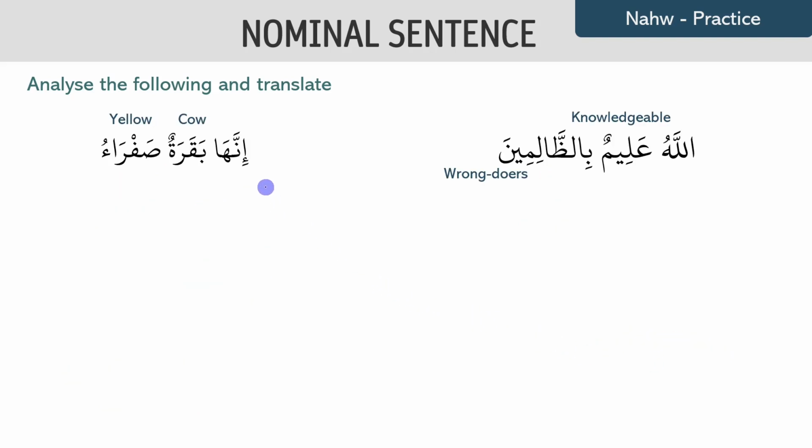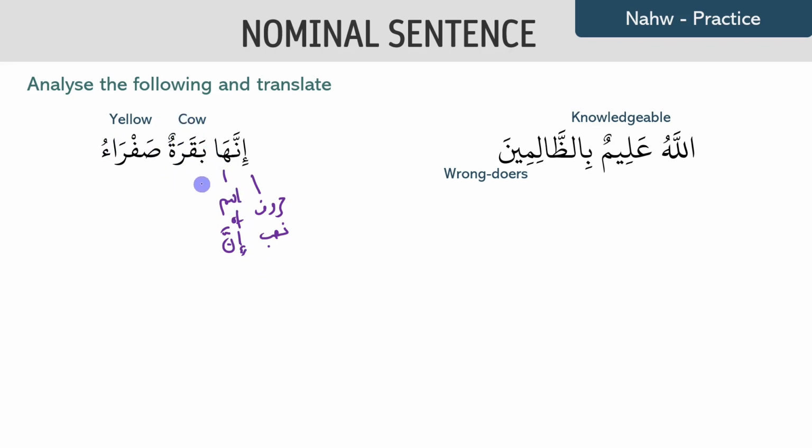Okay, next we have the last two for today. We have innaha baqaratun safra'u. Inna is your huruf mushabbahatu bil fa'l. I'm just going to say huruf nasab. Ha is the ism of inna. And now we're going to have to find the khabar of inna, because there is no mubtada khabar. When you have an inna, you have the ism and its khabar.